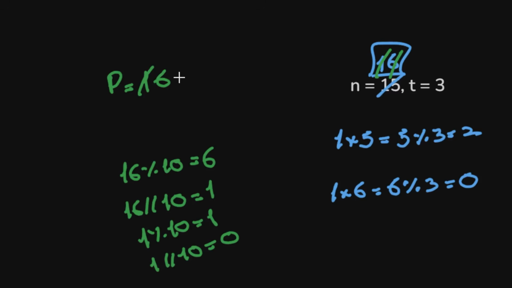And now we can check if this modulo t is equal to 0. Given that this is 0, we can return the initial number that we are trying right now, 16. If this number is different from 0, we can increase n and try next numbers.